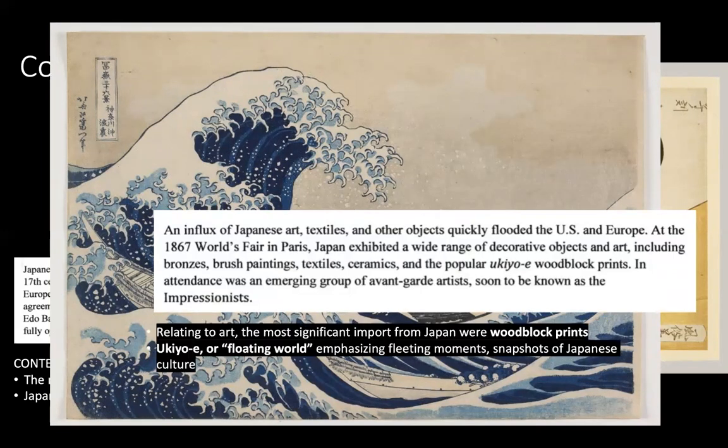All right, so relating to art, the most significant import from Japan were these woodblock prints, ukiyo-e. Ukiyo-e means the floating world, emphasizing these fleeting moments, kind of snapshots of Japanese culture.